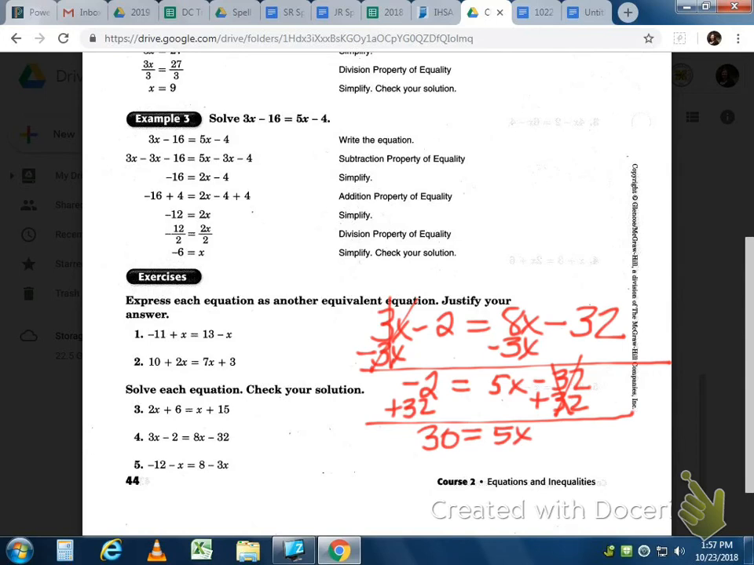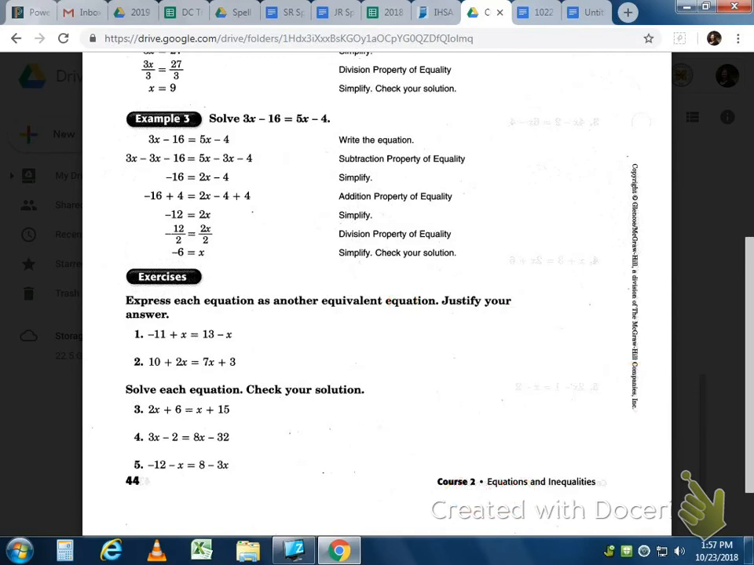And what's the last step, Emily? Divide by 5, 5 over 5, and then 30 over 5. Yep, divide both sides by 5 so that x equals what? What's 30 divided by 5? 6. X equals 6. Questions about that? We're almost done.